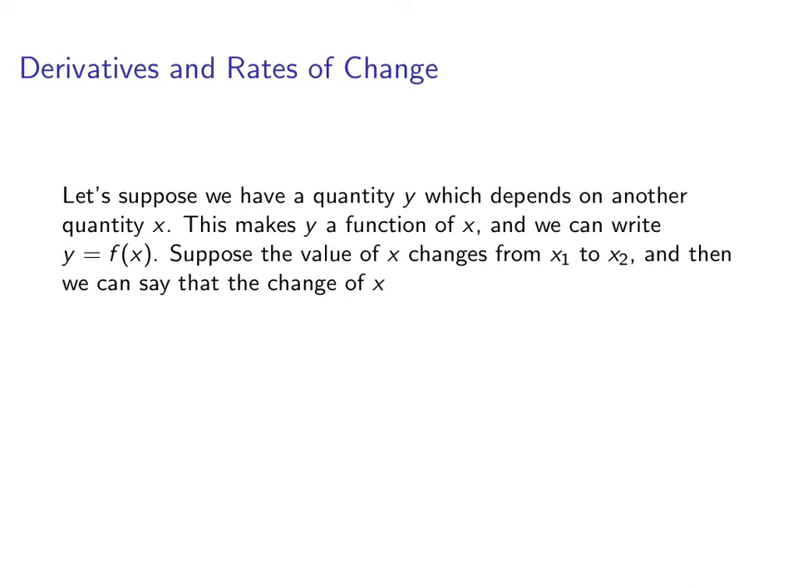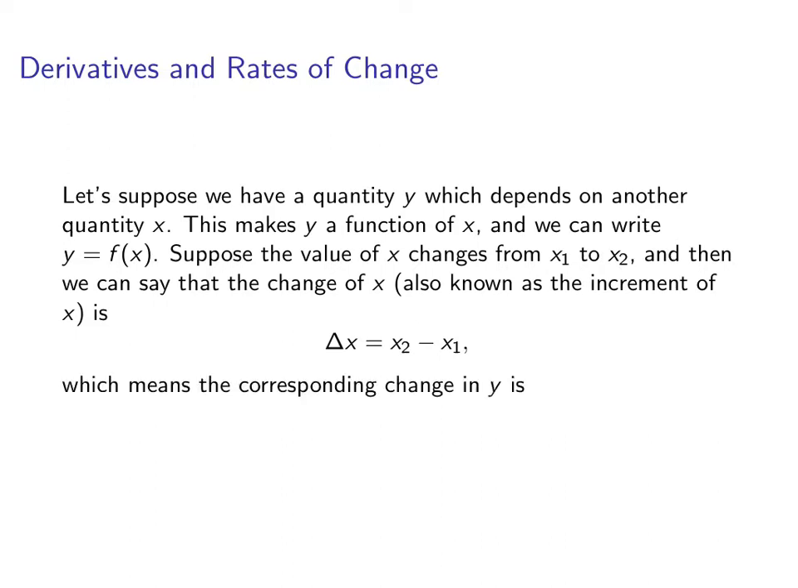And so what we're going to say about the change of x, which is also known as the increment of x, we're going to call that delta x, which is equal to x2 minus x1. That means the corresponding change in y is delta y, which is y2 minus y1, and that's the same thing as f of x2 minus f of x1. So all we're doing here is introducing a little bit of new notation.